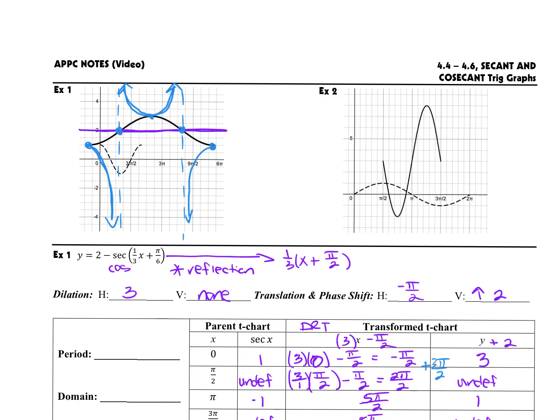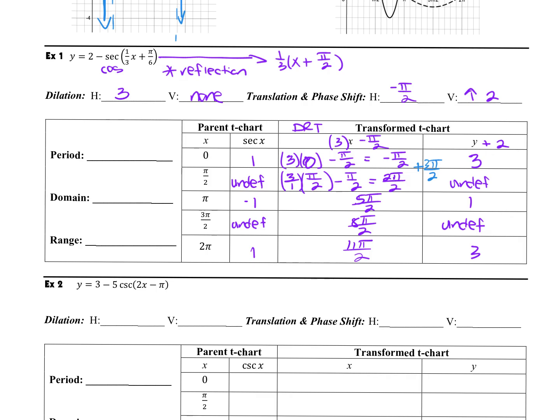So when we go to write our period and our domain and our range, that's going to be impacted by these undefined values here. So first of all, our period, that's the same thing as before. Period is 2 pi over omega, in this case 2 pi times the reciprocal of 1/3, which is 3, which is a period of 6 pi. We're going to use that in a minute.